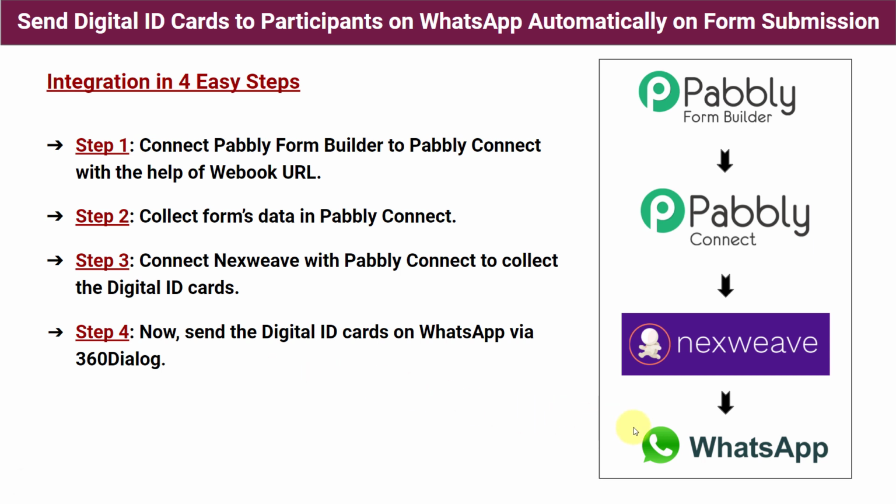Okay, so in the final step, we are sending the participants their digital ID card on WhatsApp. But here we are using 360 dialog. If you have seen, I have written via 360 dialog. Why guys? Why are we integrating 360 dialog instead of WhatsApp? Because we cannot send messages on WhatsApp directly. For that, we have to use a different software, and that software is the official API of WhatsApp, which is 360 dialog. Okay guys, now we will start with the process.